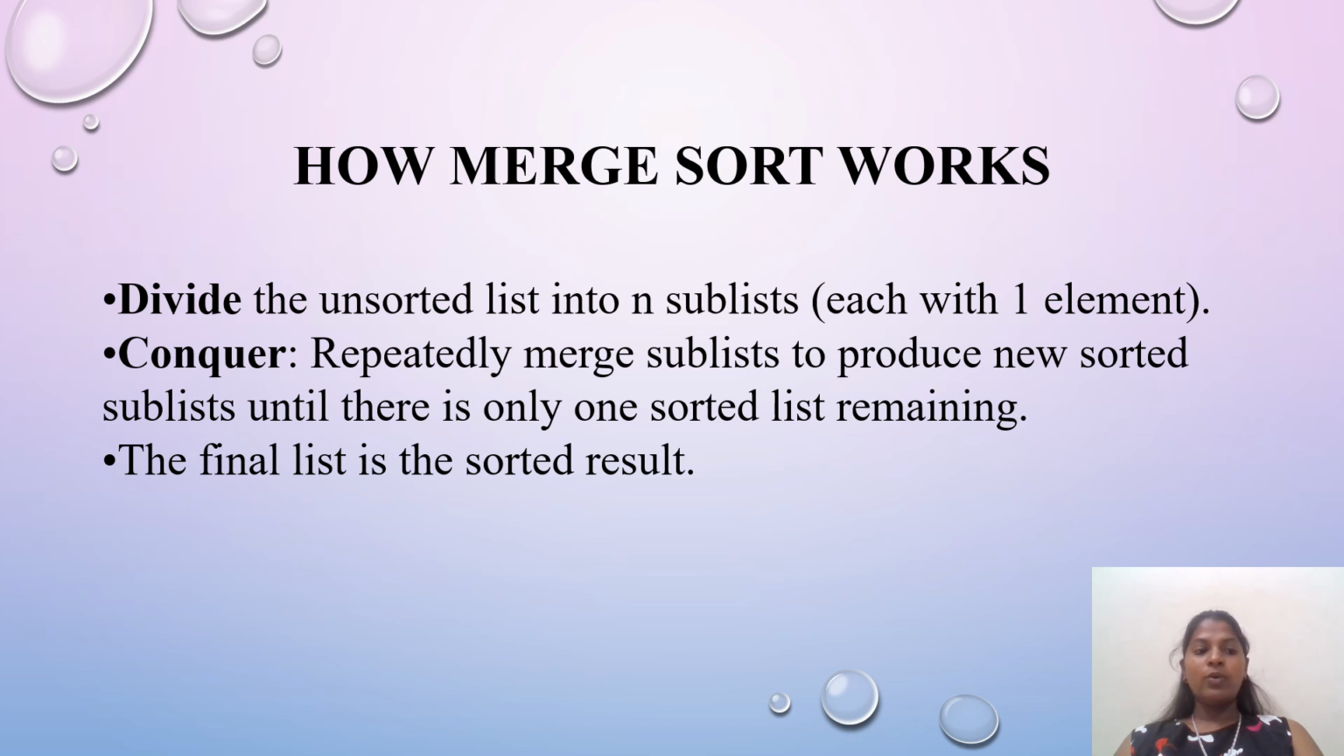Let me now explain how merge sort works in detail. It follows three key steps. Divide: we keep dividing the array into two halves until we reach subarrays that have just one element. Those are inherently sorted. Next is conquer: we recursively sort each subarray. This part is simple because single element arrays are already sorted.